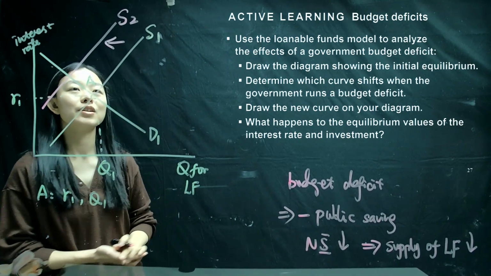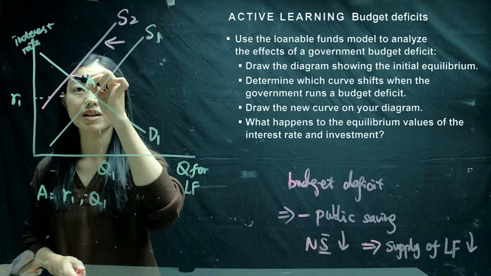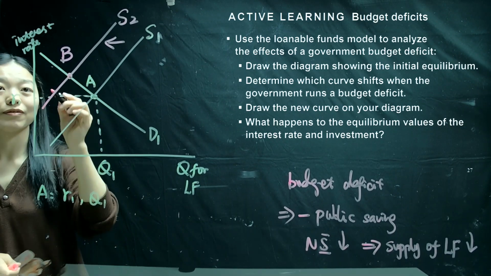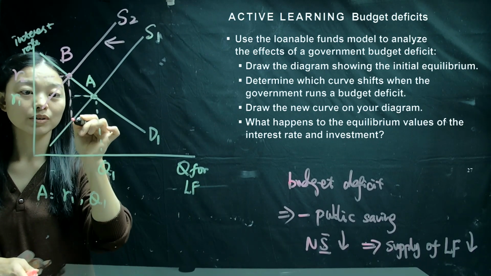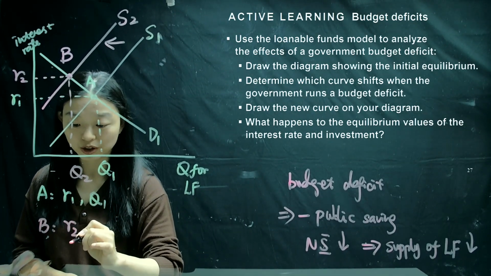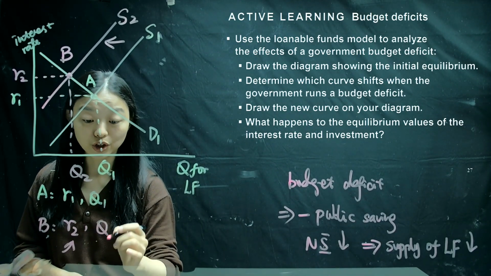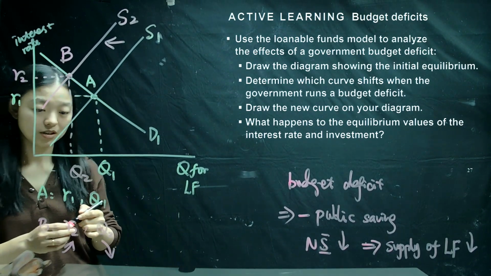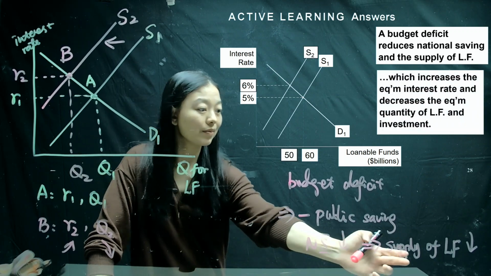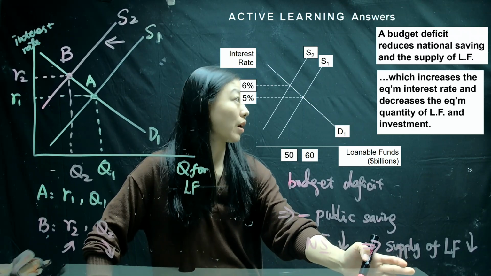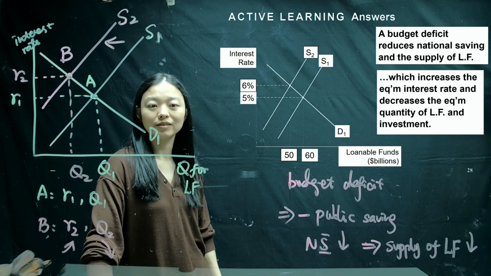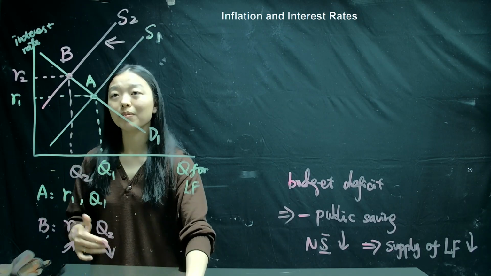So shift the supply curve of loanable funds to the left, resulting in a new equilibrium point. I mark this as point B. This is the new equilibrium point, and then you can find the new equilibrium interest rate and equilibrium quantity. At point B, the new interest rate will increase, right? And the new equilibrium quantity of loanable funds is decreasing. So a budget deficit will reduce national saving, and then reduce the supply of loanable funds, which results in a higher interest rate and lower quantity of loanable funds. This is what we talk about in the loanable funds market.